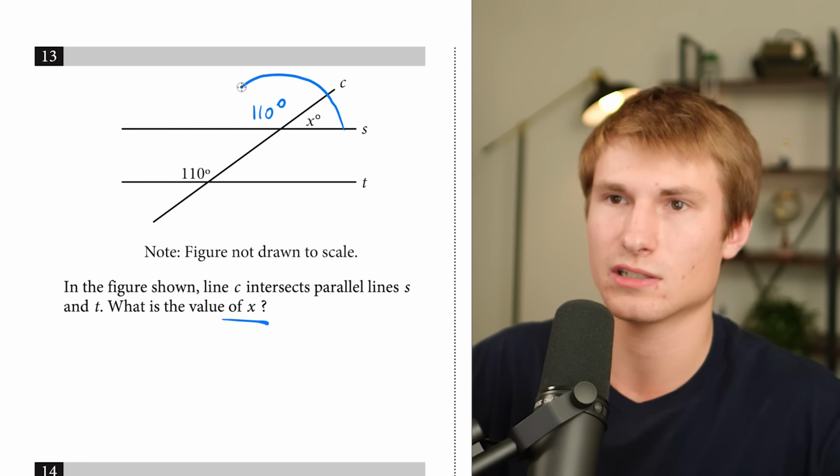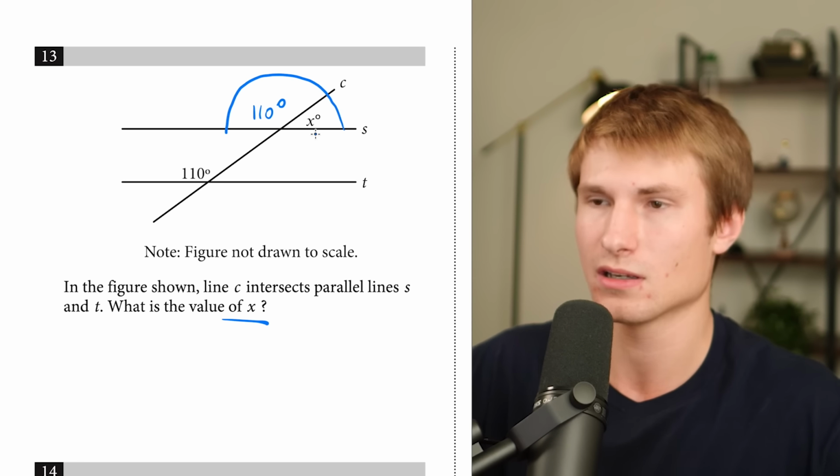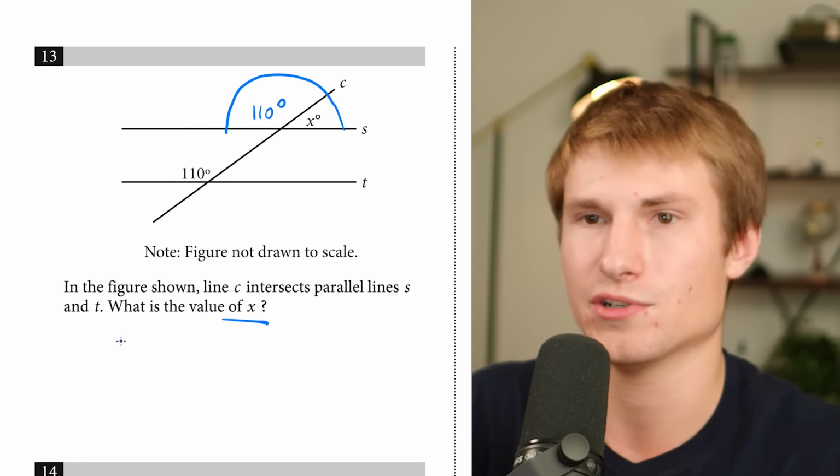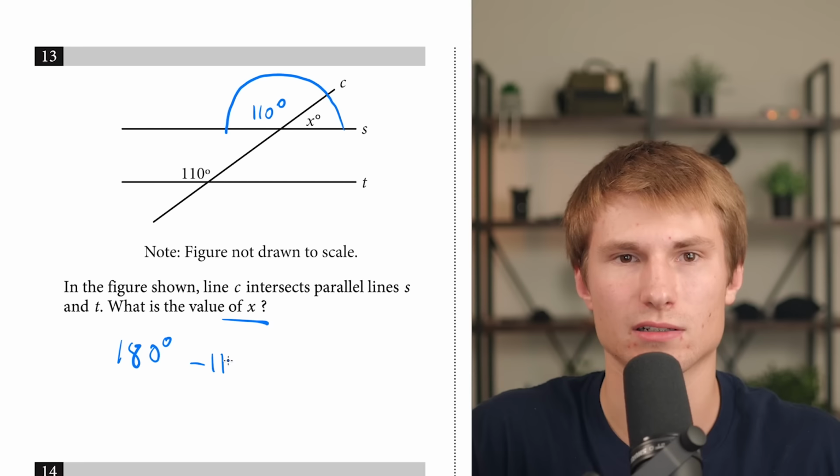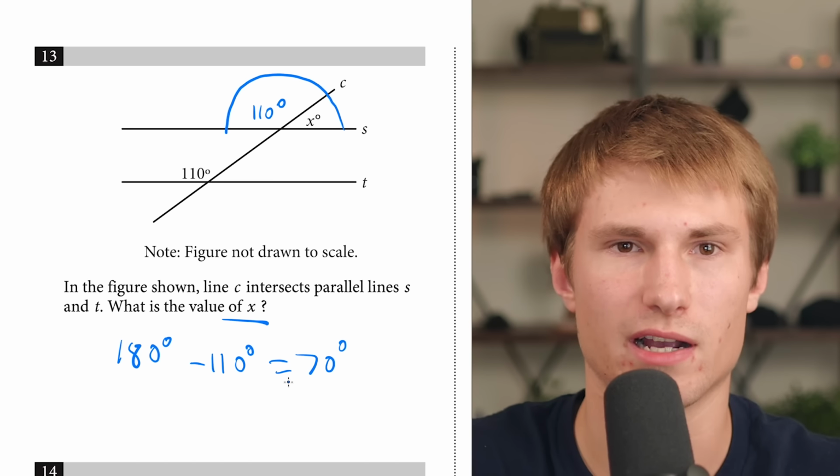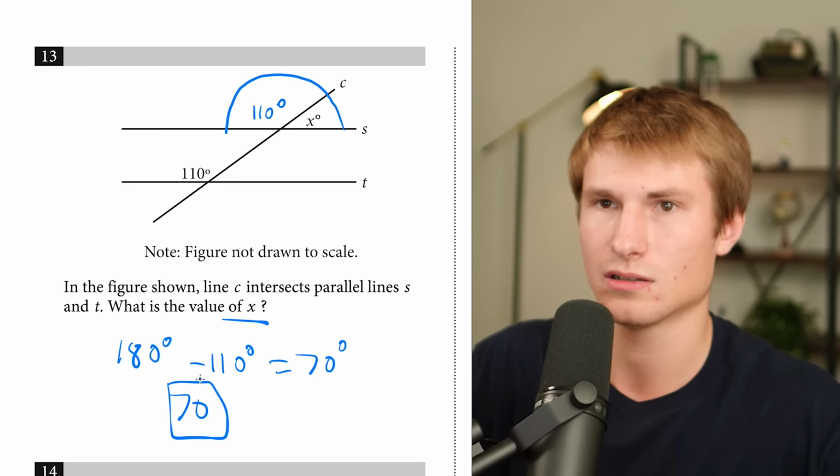You're just gonna look to get this 180 degrees, right? Because it's sort of like that semicircle. So then you just have that 180 degrees and you subtract 110 degrees, and that's gonna give you 70 degrees as the value of X. Okay, so your answer there for the value of X is 70.